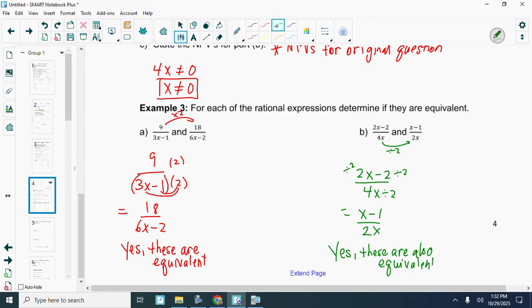Now, is this the only way? Could you only have multiplied by 2? Could you have started on the right-hand side and divided? You could have. Same here. You could have started on the right-hand side and asked, how do I get from 2 to 4, multiplying by 2? So it doesn't matter which way you see it, as long as whatever you do, you do to both the top and the bottom. I wish there was a non-example. I'll develop one.